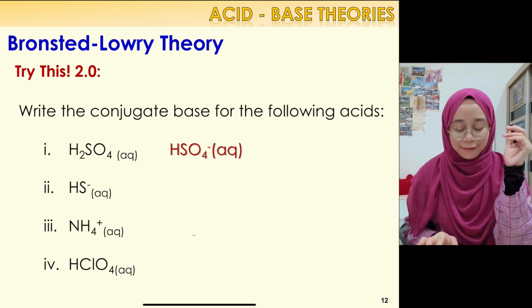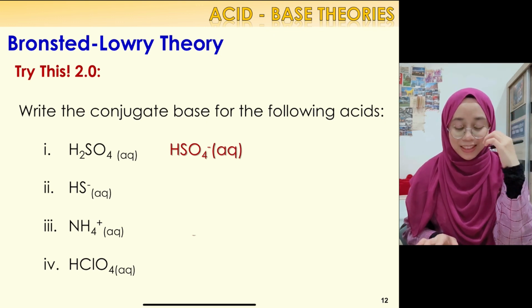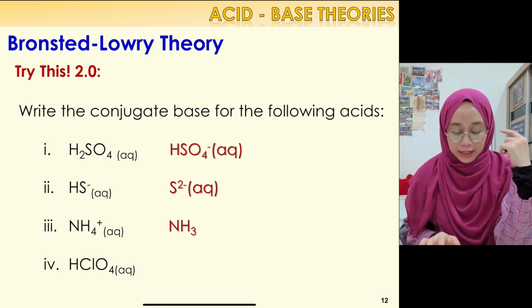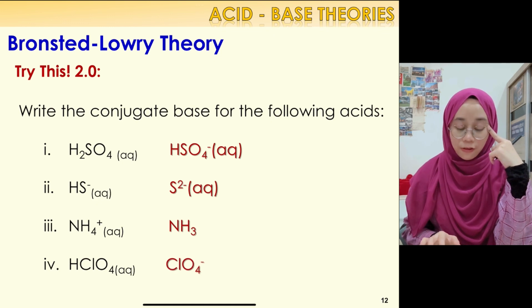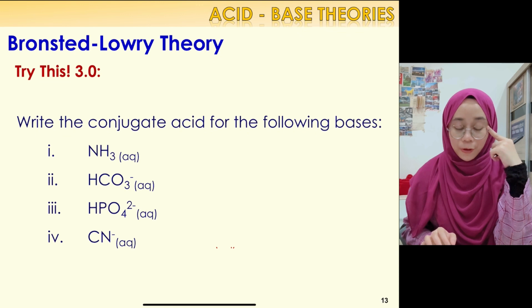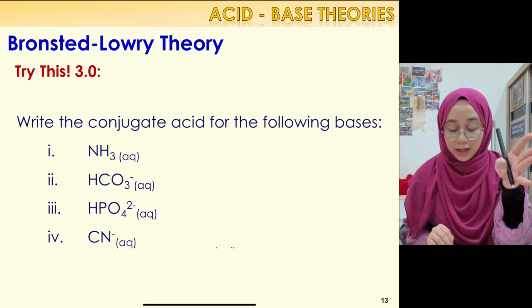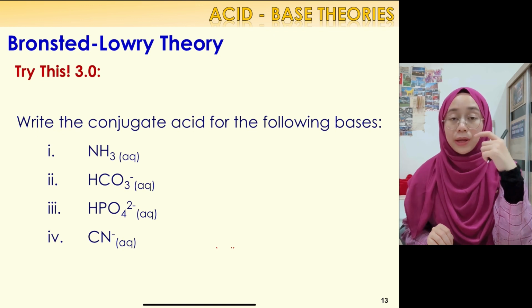So basically first one kita remove je satu hydrogen, so HSO4 minus, and then untuk yang ni dia akan jadi S2 minus, and then yang ni akan jadi NH3, and then yang ni pula adalah ClO4 minus. Okay, and then next one, try this 3.0. Yang ni pula kita try tulis what is the formula untuk conjugate acid dia for the following bases.